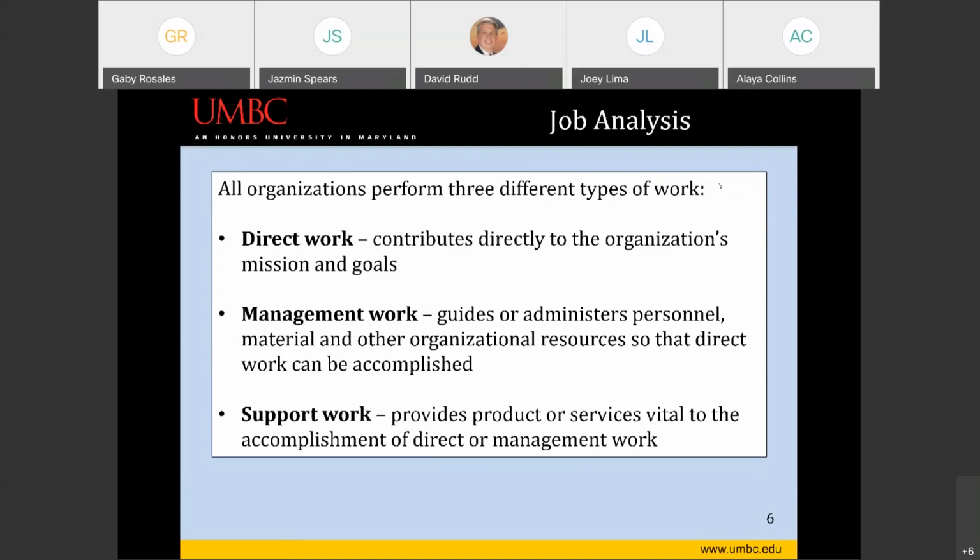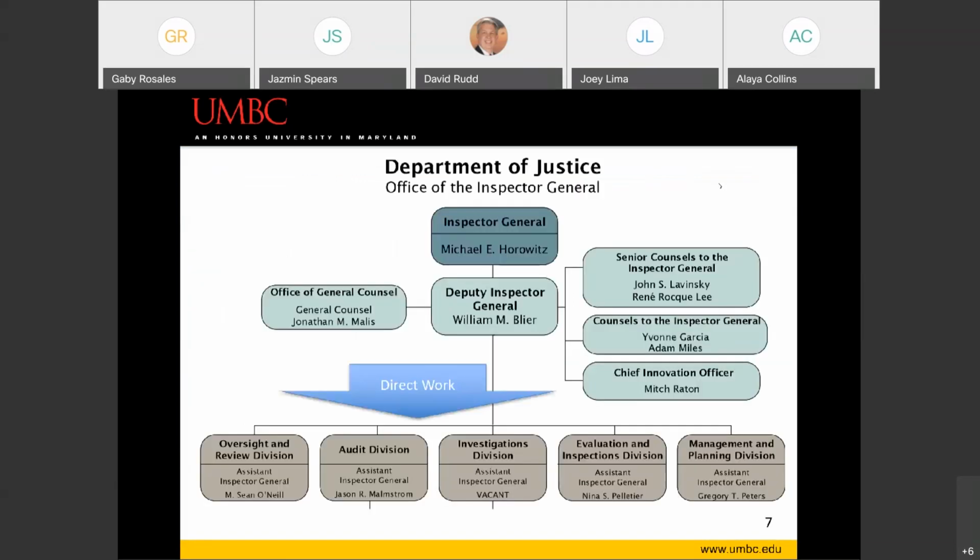So would it be fair to summarize this as management sets the strategy, direct work implements the strategy, support supplements direct work? Yeah, actually, that's very good. I wish I would have used that. That's a lot easier. Very good. Thanks, Joey. Any other questions? Okay, so we'll move on.